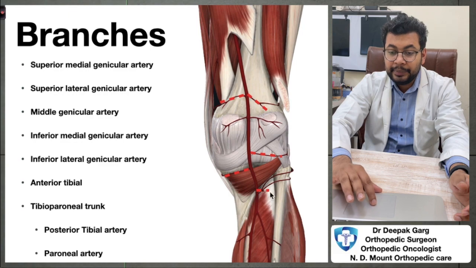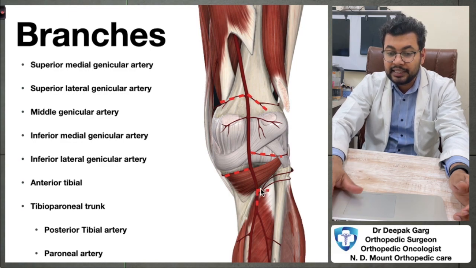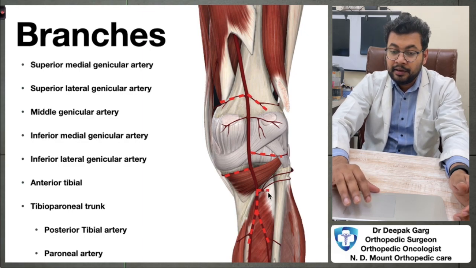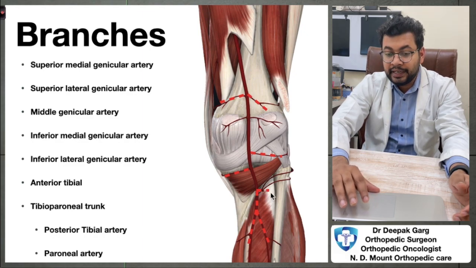One is the tibialis anterior artery, another is the tibio-peroneal trunk, which will terminate by giving 2 branches: the tibialis posterior artery and the peroneal artery. So we can see that 3 branches are given at this level. This is the tibialis anterior, which will pierce the membrane and continue anteriorly, and this is the tibialis posterior and the peroneal artery. So this area is called the trifurcation.